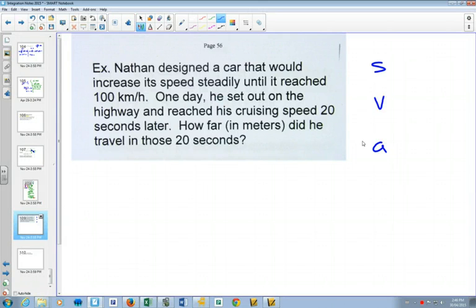Okay, so we read through it. What do we know? We know at t equals 20. What do we know at t equals 20? We know that the velocity is 100 kilometers per hour. So we do have one specific point.